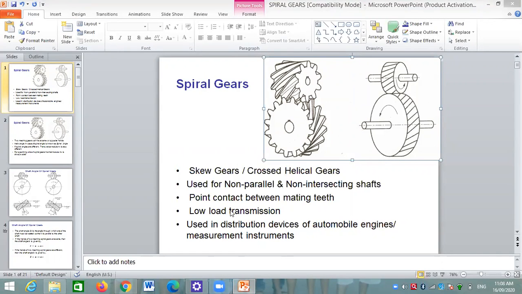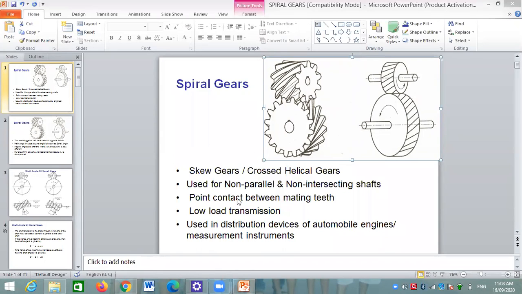As we see, helical gears are used to transmit power when two shafts are parallel to each other. Bevel gears are used to transmit power when the two shafts are intersecting each other. But spiral gears are used to transmit power between shafts which are not parallel and non-intersecting.